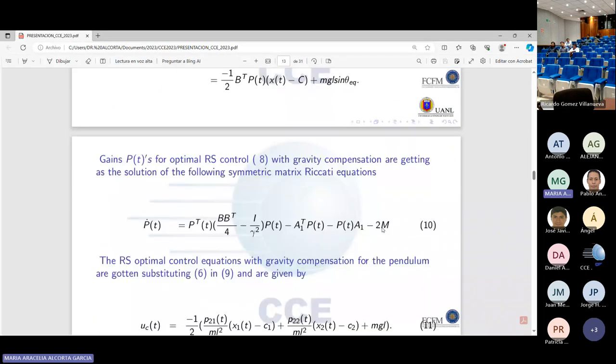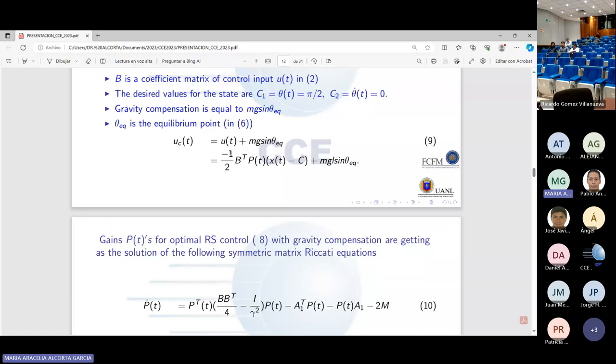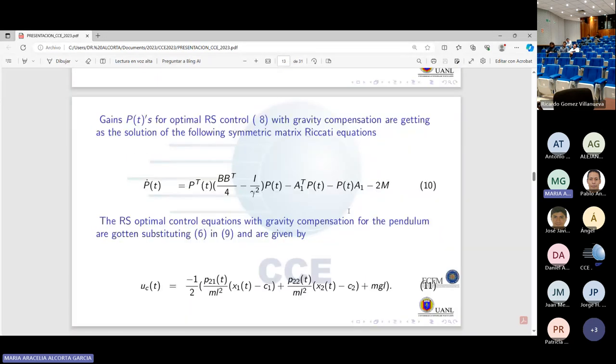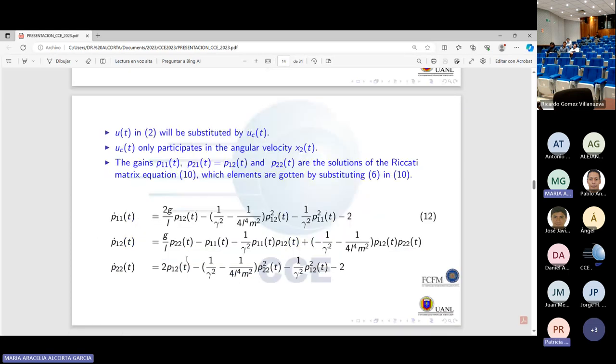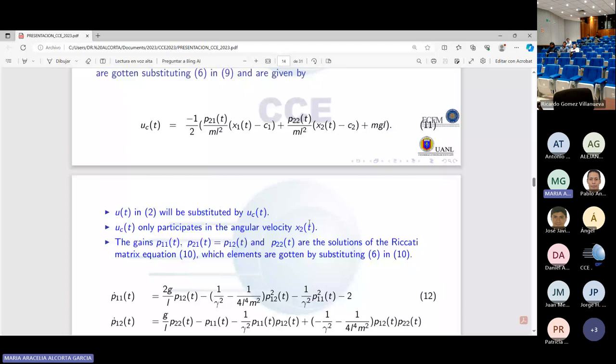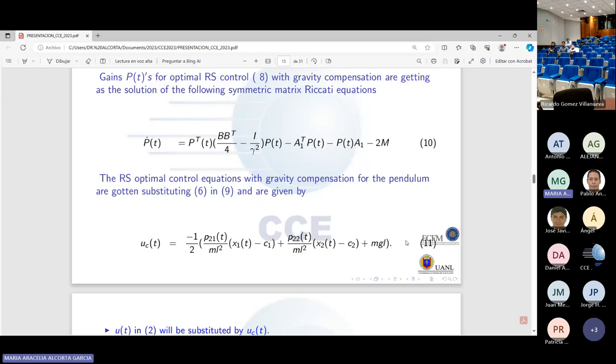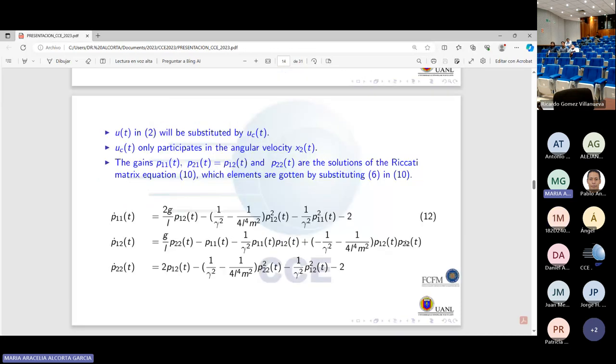The P of T, the gain of the risk-sensitive control, is given by this Riccati equation, it is the solution of this Riccati equation, and the elements of this matrix are given by equations 12. The form of the control with gravity compensation is given by 11, and P21 and P22 are the solution of the Riccati equations given in 12.